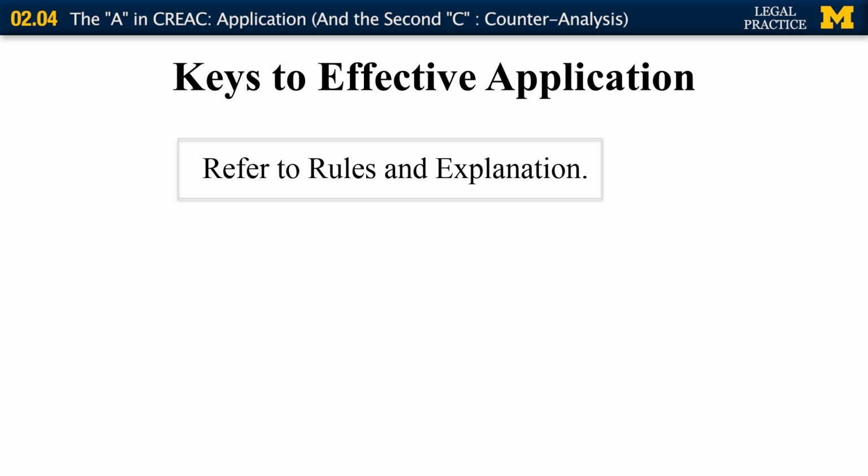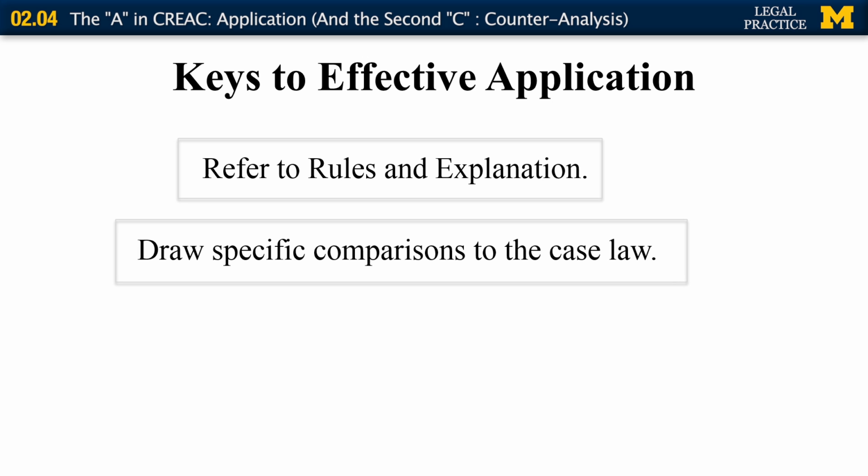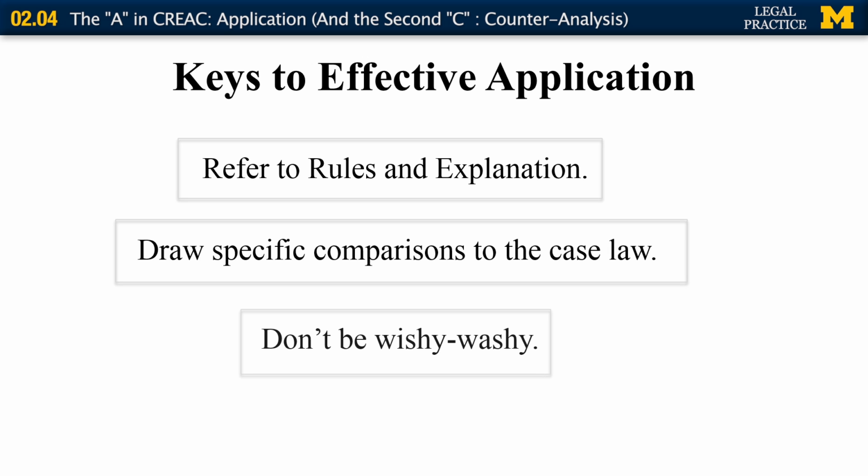So the first thing you want to keep in mind is in your application, you want to actually refer back to and rely on the rules and explanation. You will have just spent perhaps several paragraphs or more discussing the rules and explanation, and you certainly don't want to ignore that information when you get to your application. You want to use that information. You want to be specific when you do that in drawing comparisons to the case law. This is where you, the attorney, need to be doing the work for your reader instead of relying on your reader to figure out what the relationship is between the application and cases you've just finished describing.